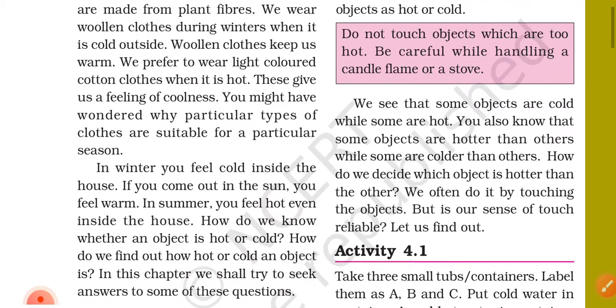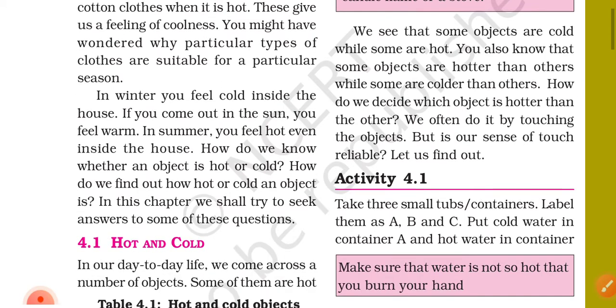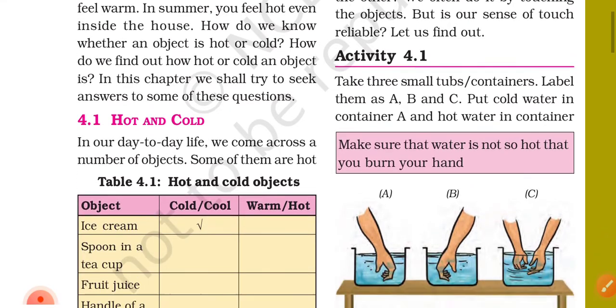You might have wondered why a particular type of clothes is suitable for a particular season. In winter you feel cold inside the house. If you come out in the sun, you feel warm. In summer, you feel hot even inside the house. How do you know whether an object is hot or cold? How do we find out how hot or cold an object is? In this chapter, we shall try to seek answers to some of these questions.